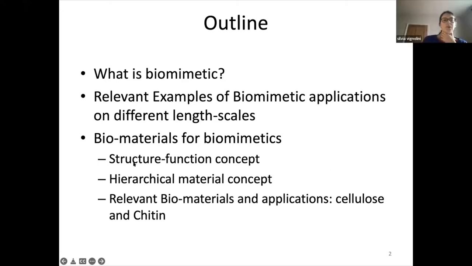Okay. So I will start telling you a little bit what is biomimetics. Then I will give you some examples of applications of biomimetics in different types of landscape. And then I will address the point of how you can exploit biomaterials for biomimetics. And in particular, I will focus on two types of materials, chitin and cellulose.